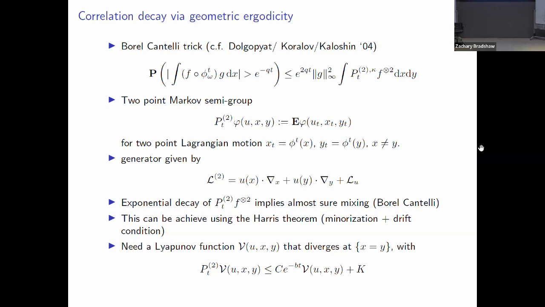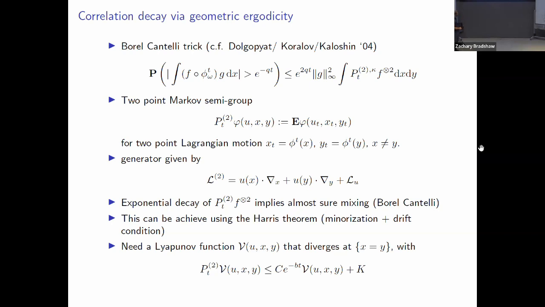Now, the strategy that we can use here, at this level of generality, is a tool called the Harris theorem, which allows you to say when Markov semigroups decay exponentially fast. And generally, I think Cecilia probably talked a little bit about this as well. Generally, you need to check 2 conditions. One is the minorization condition, which in our case is not particularly hard to check. The other is a drift condition. And in our case, that's something that's particularly hard to check.